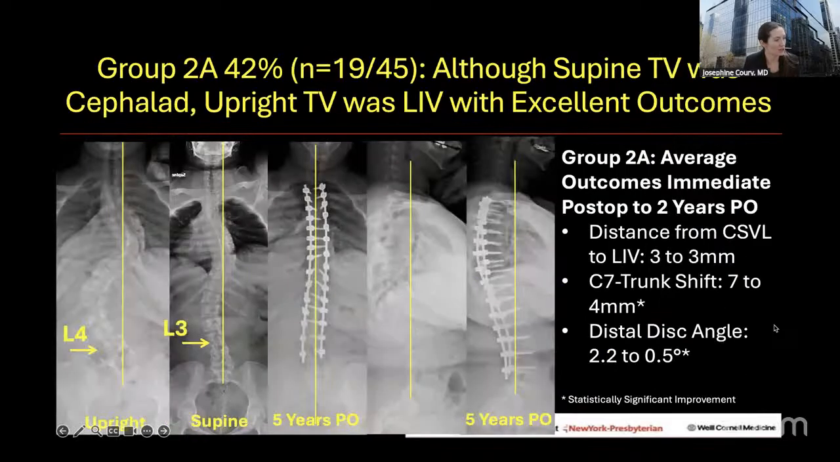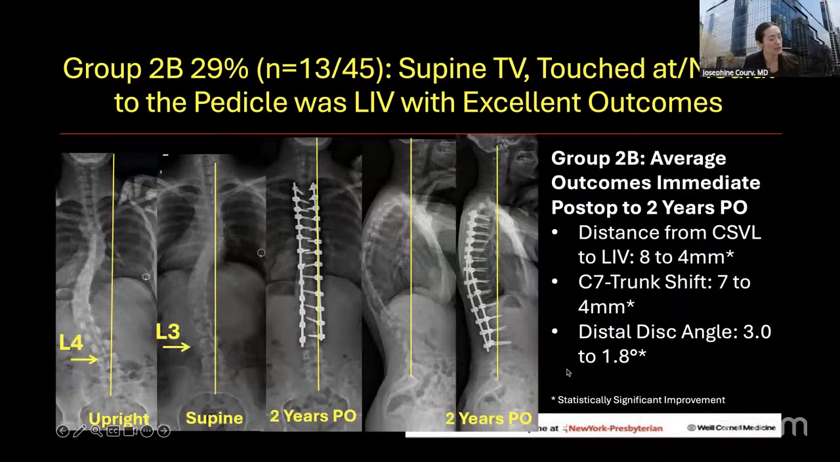So here's that patient I showed on the right, who, even though she demonstrated flexibility, for some other factors, potentially her body habitus, and also how large the curve is on upright films, was still instrumented to L4 as her last touch vertebra, and she had excellent radiographic outcomes also at 5 years post-op. This is group 2. This is a patient where their last touch vertebra shifted to L3 and was touched at the pedicle. And then this is the patient at 2 years post-op.